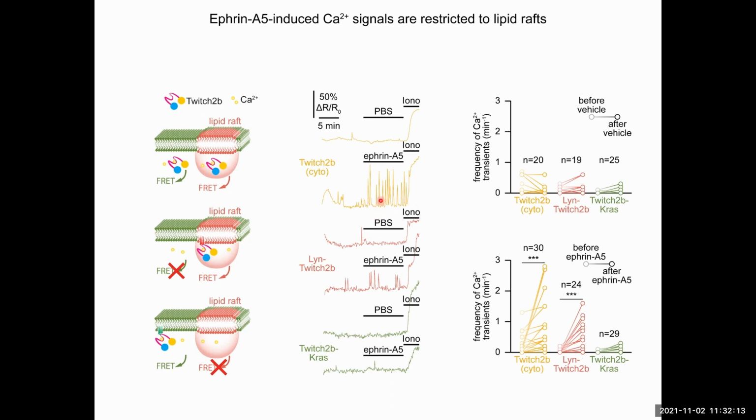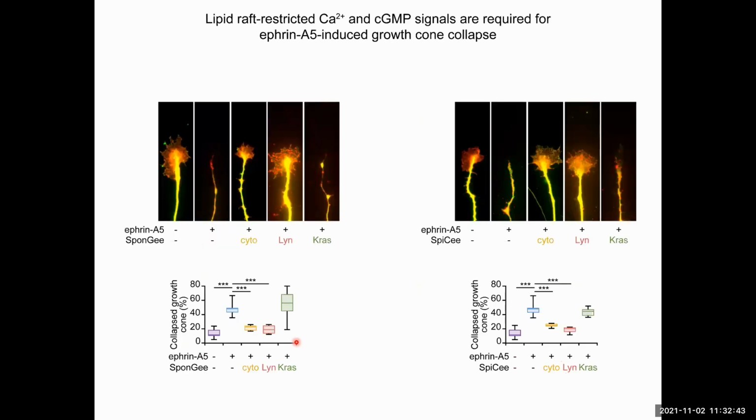That's illustrated here using a cytoplasmic variant of Twitch2B. And that increase in the frequency of calcium transients was found again when using a biosensor targeted to lipid raft, but it was not found when using a biosensor targeted outside lipid raft. So once again, downstream of ephrin A5, the calcium signals are restricted to lipid raft. Are all these cyclic GMP and calcium signals important for axon pathfinding?